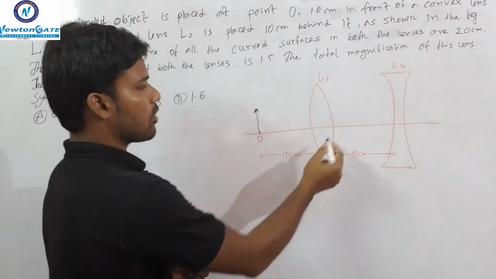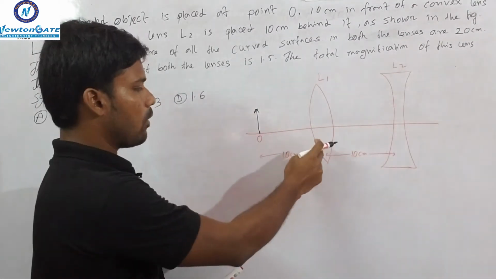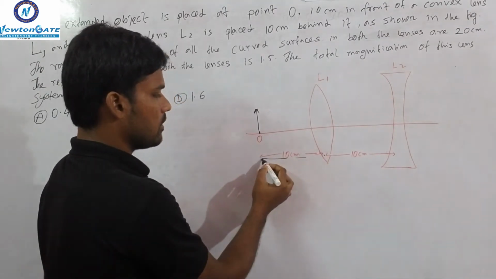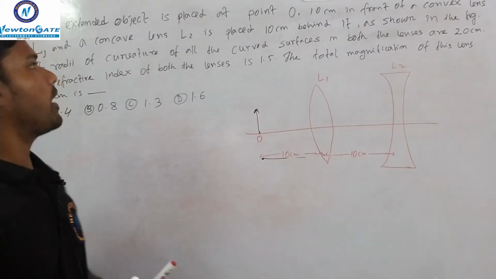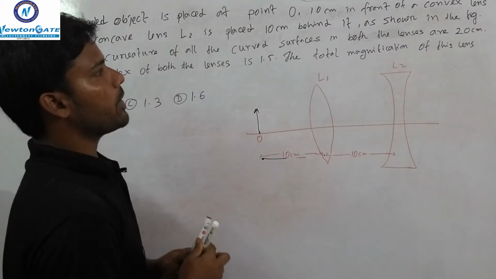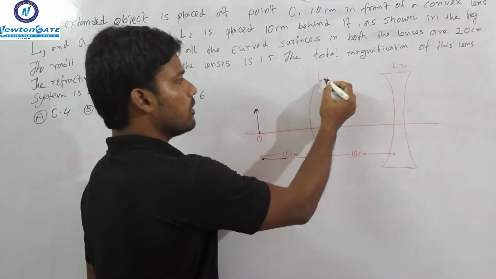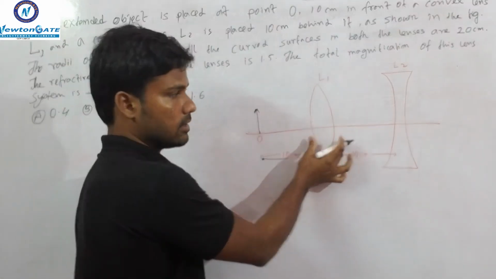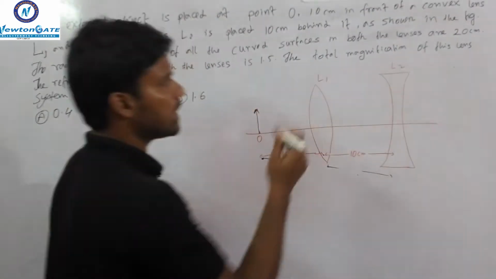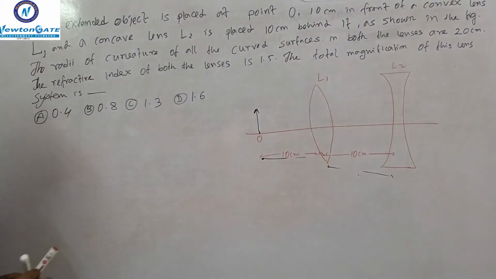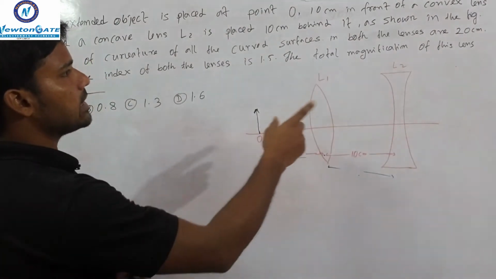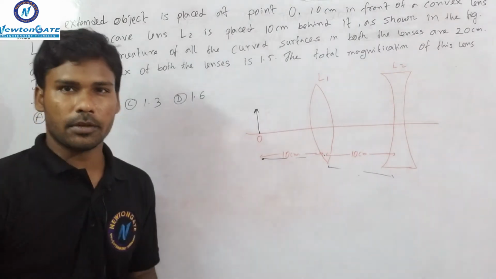So this is our convex lens, this is the first lens, this is L1 and it is placed 10 centimeter from this convex lens L1, and a concave lens L2 is placed 10 centimeter behind it. Behind it matlab behind this L1 lens. This is the second lens, that is L2, and the distance is 10 centimeter, as shown in figure. The radius of curvature of all the curved surfaces in both lenses is 20 centimeter, right?